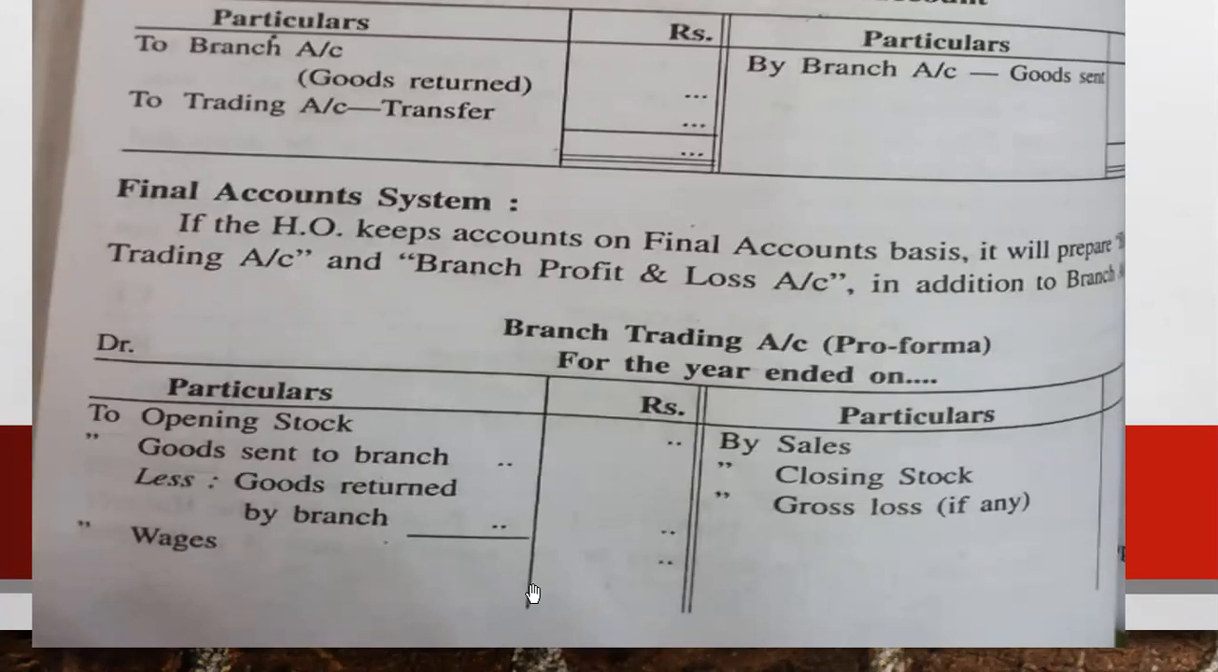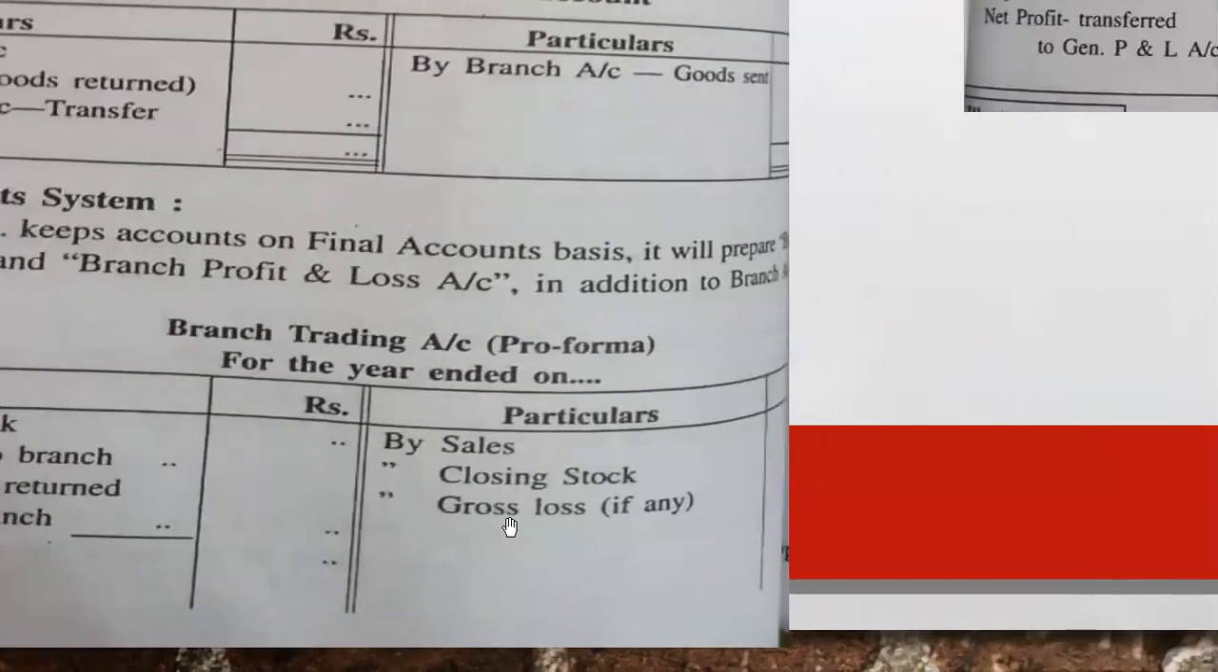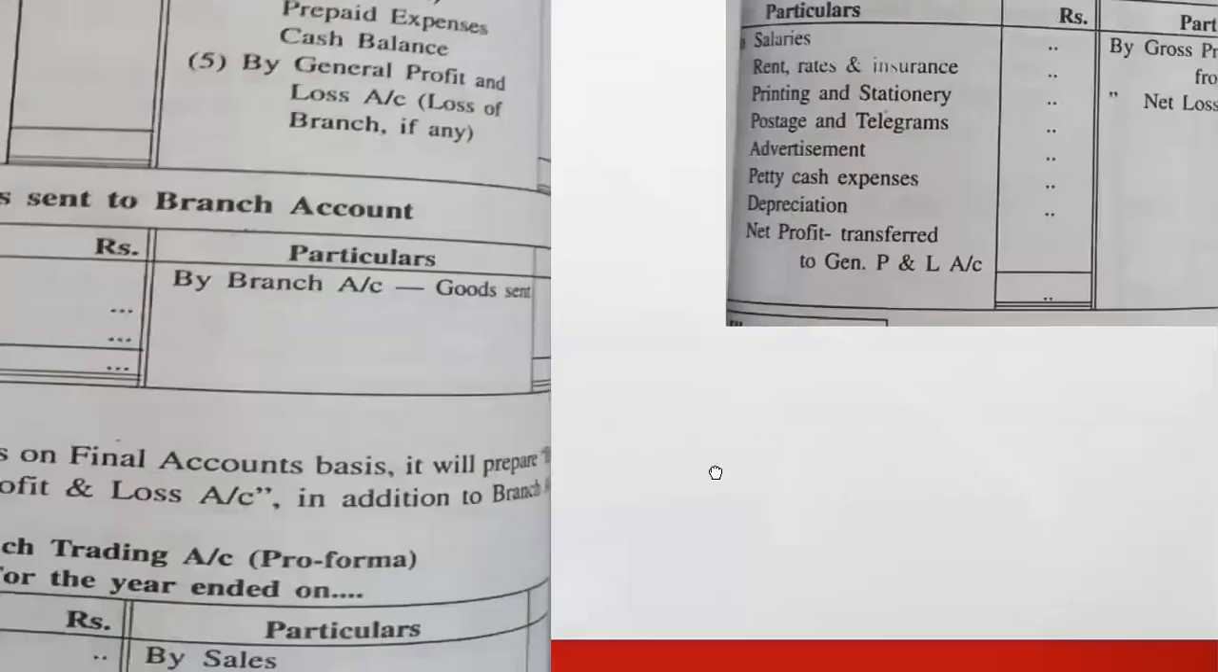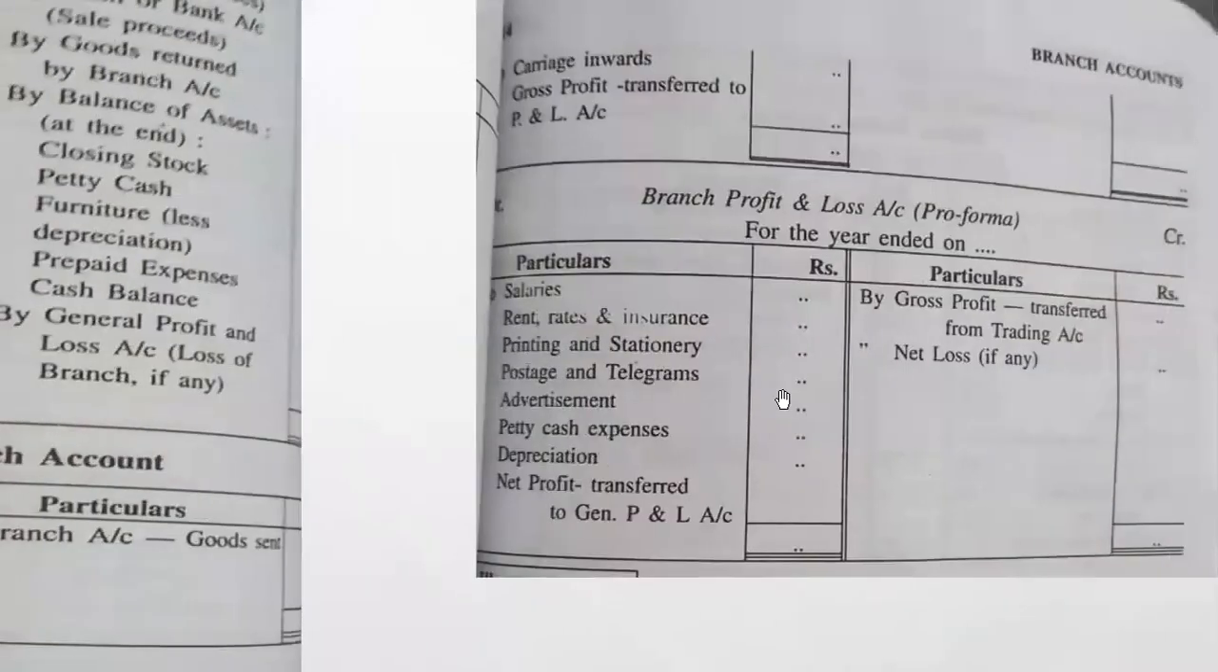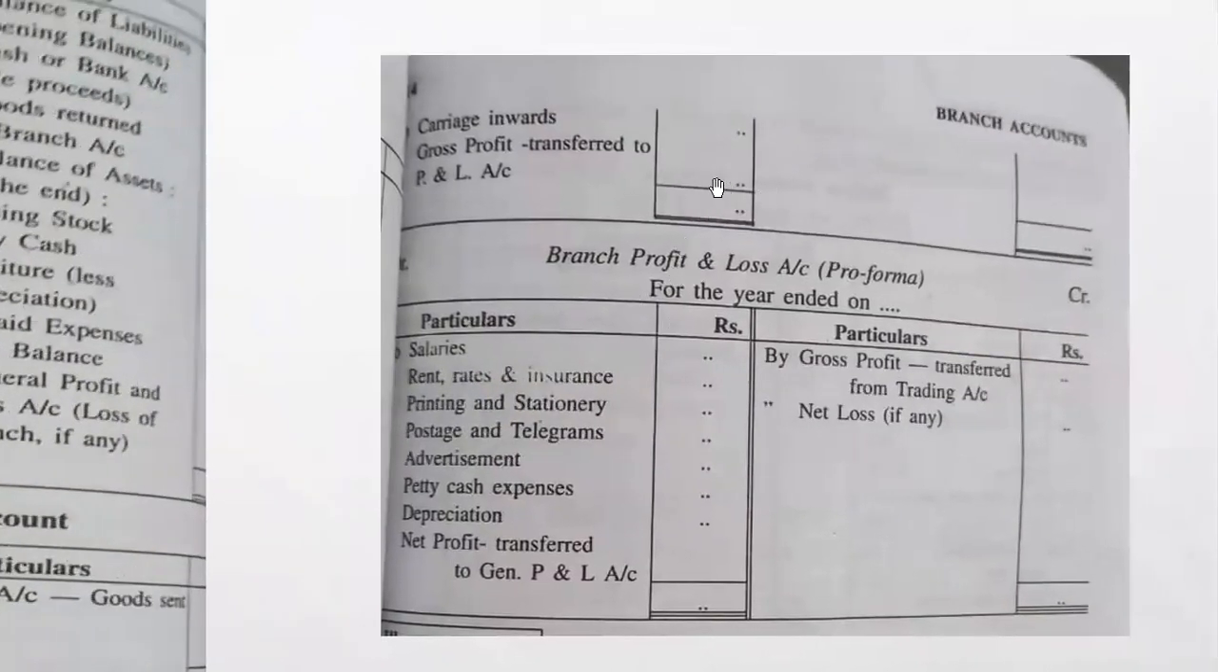Then if there is any wages, we will debit in the trading account. Then we will credit sales, and then we'll do the total. And if a credit side difference is there, it will be treated as gross loss. If there is a difference in the debit side, it will be profit. If there is any carriage inwards, we will write down in the debit side of the account.